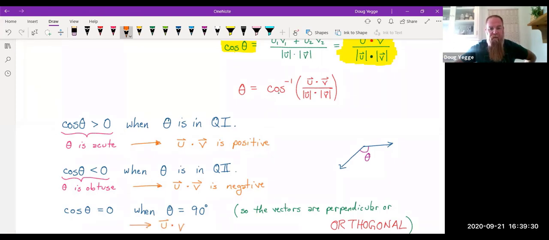So this is a very helpful tool for being able to determine whether or not the angle between vectors is either positive, negative, or 0. And if the dot product is equal to 0, then that automatically tells us, without doing any more work, that the two vectors must be orthogonal.